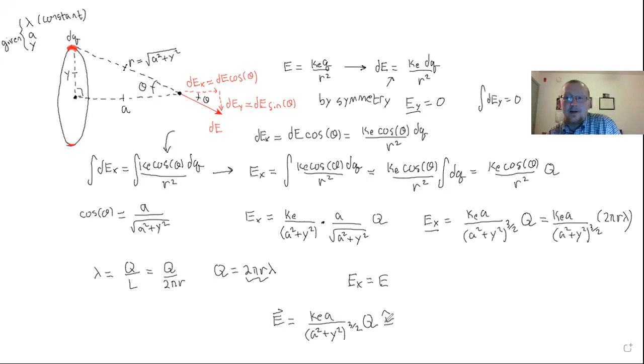And so you can see now that if the charge is positive, if Q is positive, then the electric field will point away from the ring of charge in the i hat direction. And if the total charge Q is negative, the electric field at the point of interest will point towards the ring of charge, or towards the center of the ring of charge.